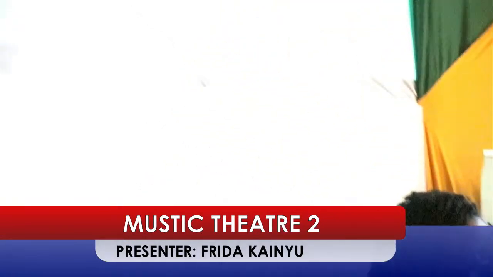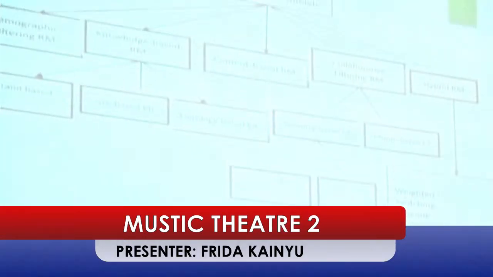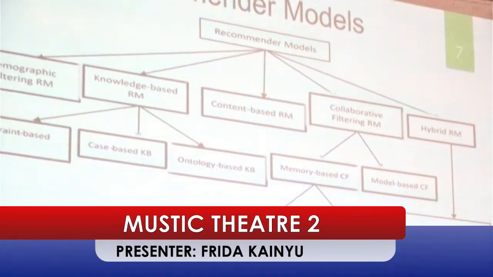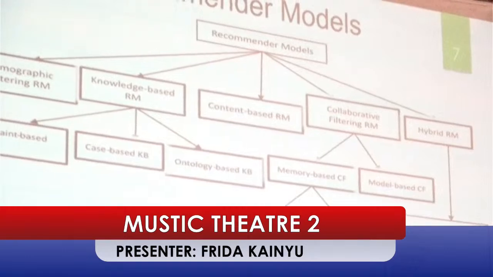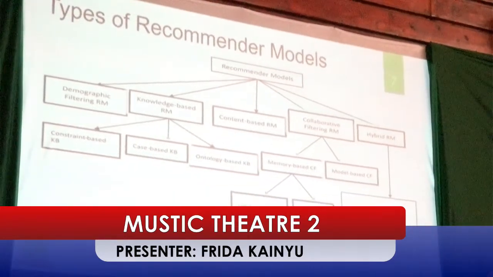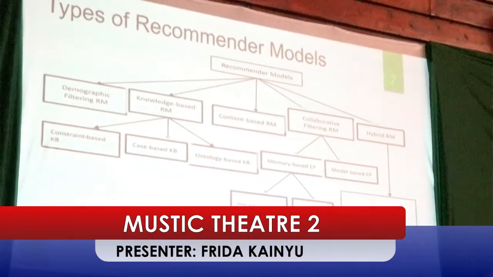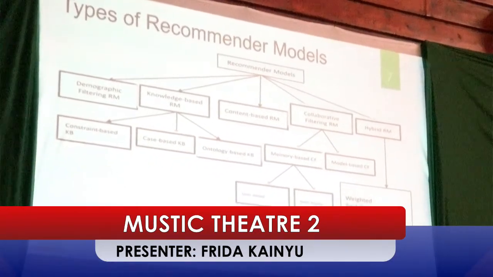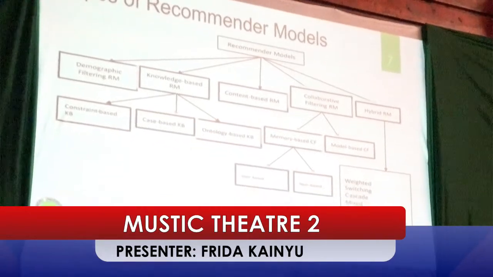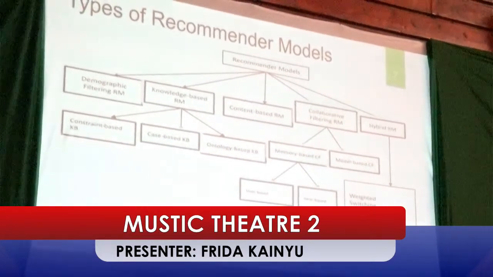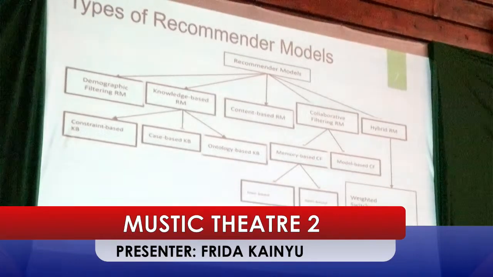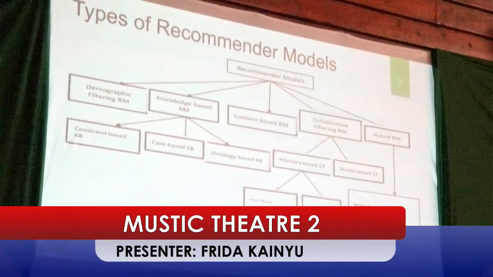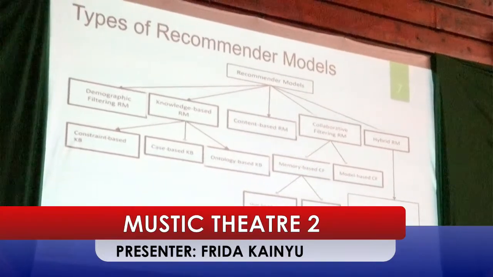Then we have content-based recommenders. These recommend items to users based on the preferences and also similarities between this particular user and the item. Then we have collaborative filtering, which is classified as model-based and memory-based, with memory-based having user-based and item-based. And lastly, we have the hybrid recommender model.